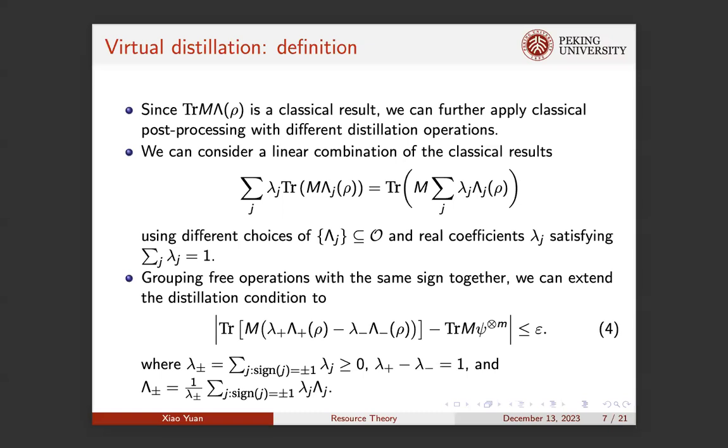So for simplicity here, we also group the operations with positive or negative results as two different groups. Here we denote the lambda plus minus to be the ones with corresponding positive or negative coefficients. And then the requirement that the two measurement outcomes are close becomes this one. Basically, we put this linear combination of results into this one, and we group the positive and negative parts. And the previous requirement becomes this one.